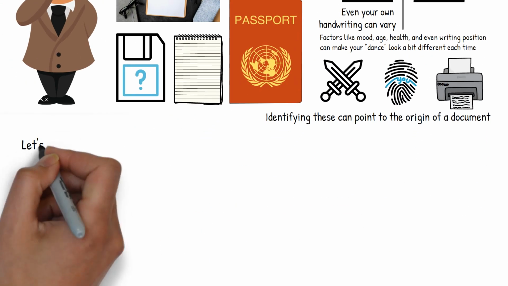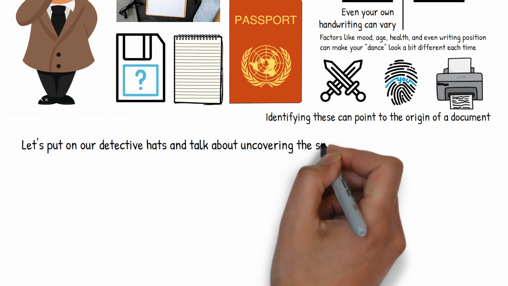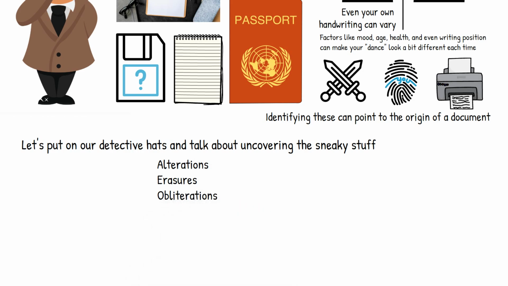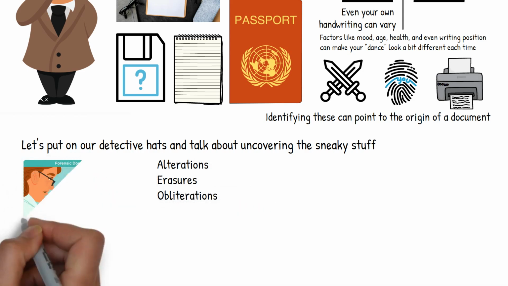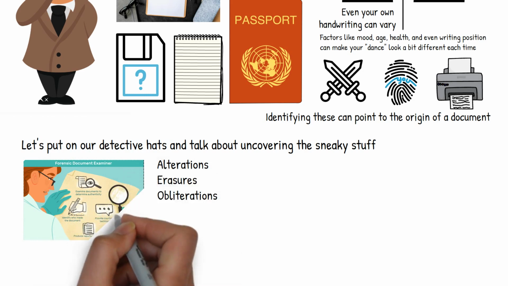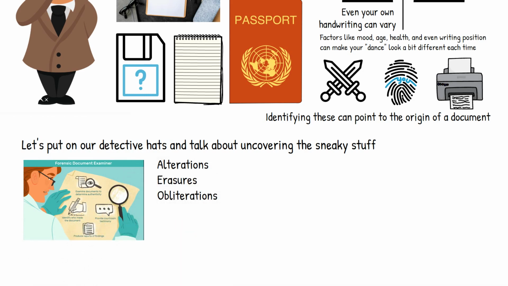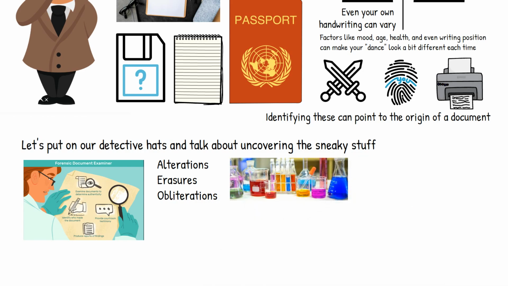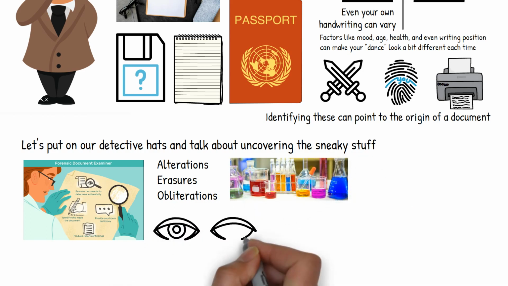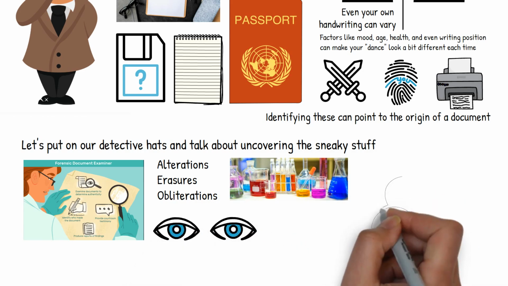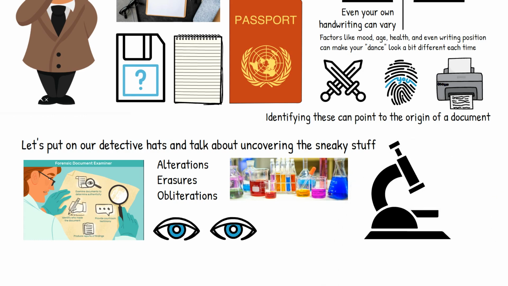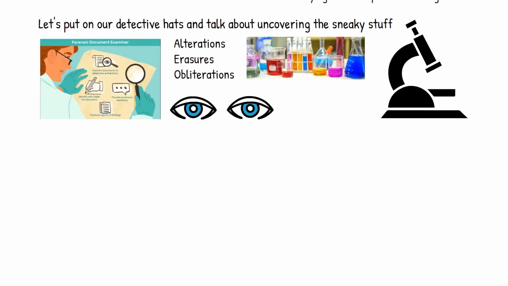Now, let's put on our detective hats and talk about uncovering the sneaky stuff. Alterations, erasures, and obliterations. Document examiners are like the magicians of the forensic world, using an array of techniques to reveal these hidden secrets. They might use chemical methods to reveal ink differences or employ infrared and ultraviolet light to see what's invisible to the naked eye. Sometimes, the answer is as simple as looking at the document through a handheld lens or microscope. Yes, sometimes the tools of the trade are deceptively simple.